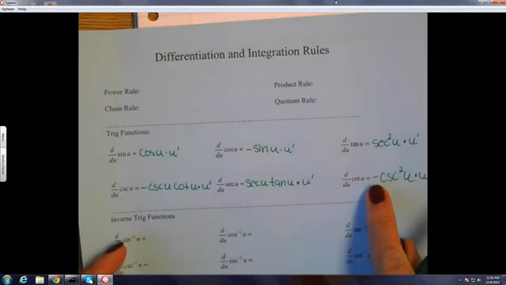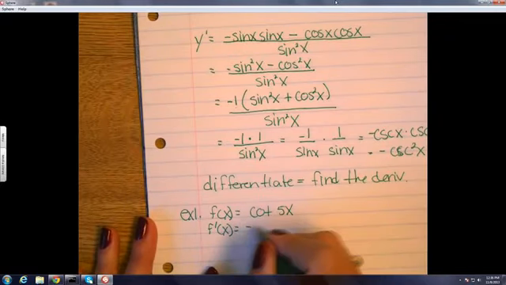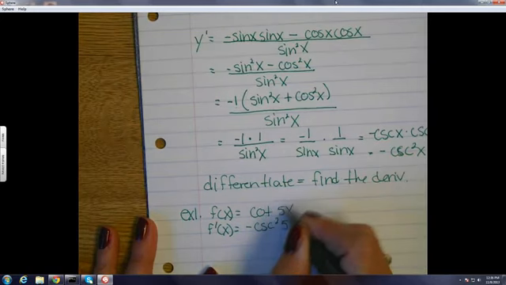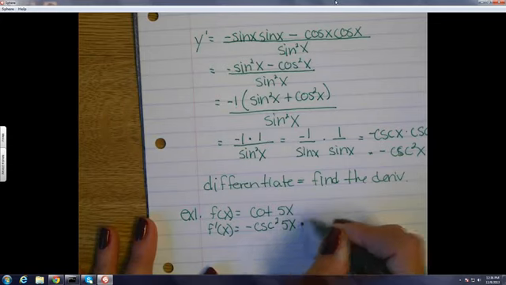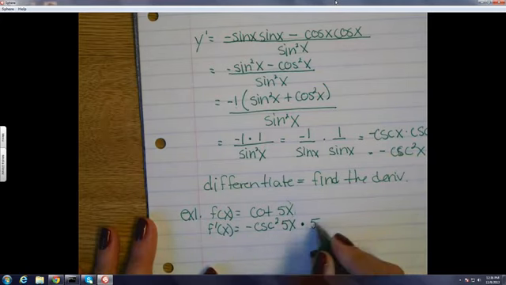Is negative cosecant squared of the angle times the derivative of the angle. So, negative cosecant squared of the angle, don't change it there, it doesn't change when you first do the derivative, but then I've got to multiply by the derivative of the angle, which is 5. And then for simplifying, all I do is float that constant to the front, so it doesn't get confused with being multiplied by the angle.